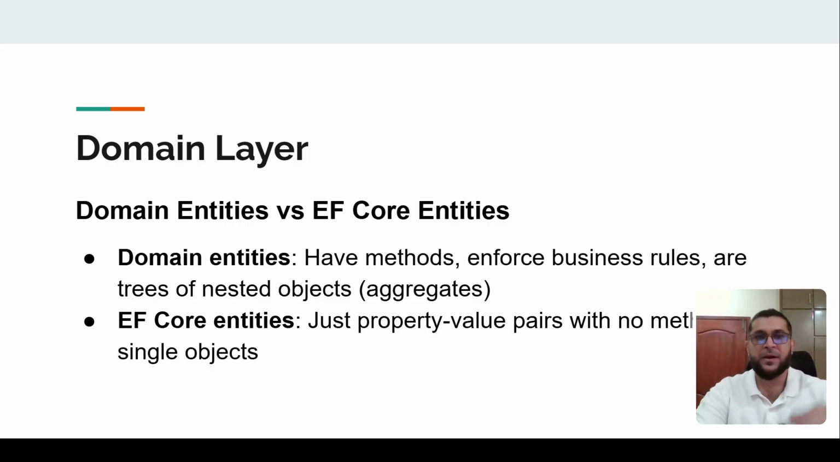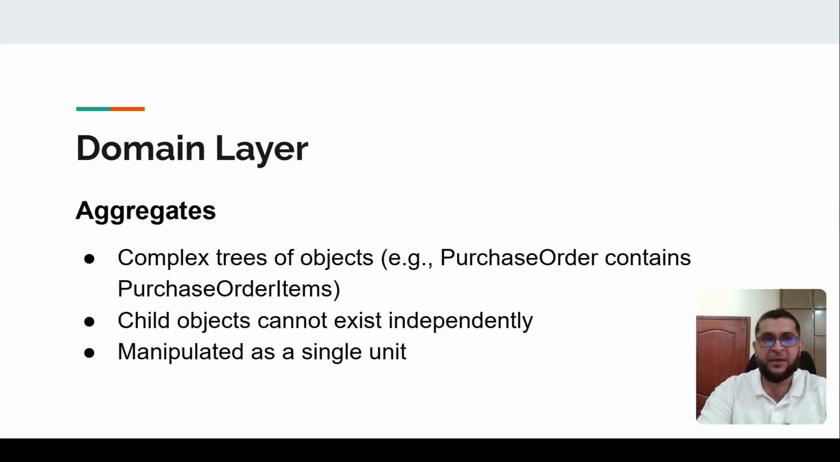Okay, so please understand this. A domain entity has methods for business rules, and it also has the aggregate, like a group of related entities. But Entity Framework Core entities are just property-value pairs. And then we have the aggregate. What is an aggregate? A complex tree of related objects.